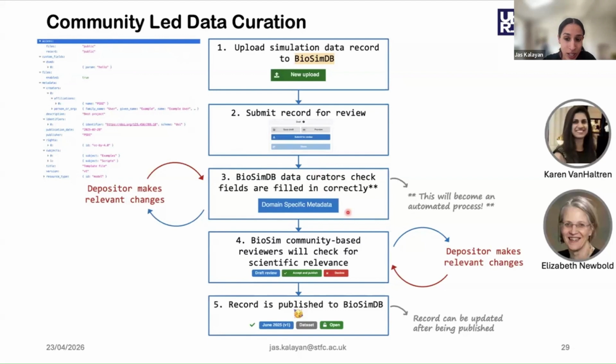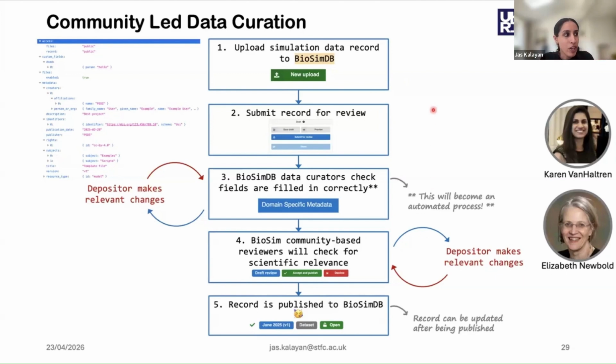So we want this to become an automated process. So we can then use, for example, the extractors just to double check that the fields that are specific to the community are filled in correctly. And then the fourth part is probably where you wouldn't want to automate it, which is to check for scientific relevance. So is the data that's being submitted useful to the community and beyond? And then once a reviewer is happy with that, the record can be published to BioSimDB.